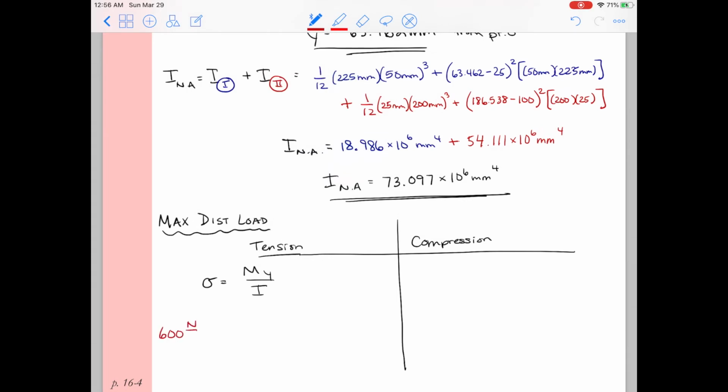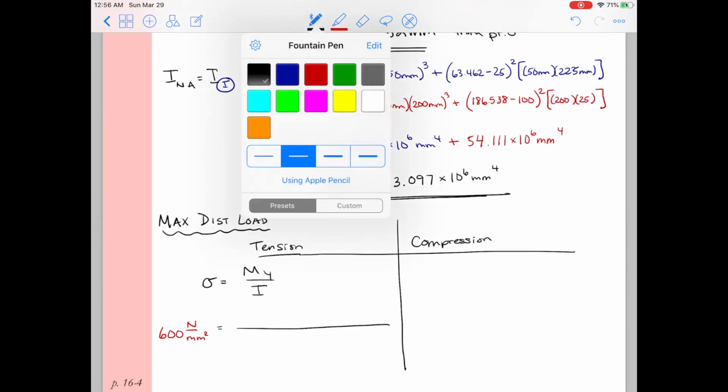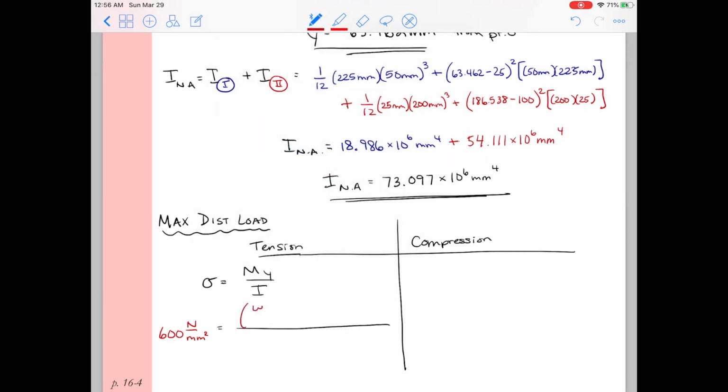Now the maximum allowable stress for tension was 600 megapascals, which is 600 newtons per millimeter squared. I'm going to set that equal to, remember from our moment diagram, we got the moment to be omega L squared over 8. L was 5 meters or 5,000 millimeters, times y, the distance from the neutral axis to the face of tension, which was y bottom. So that's 186.538 millimeters. And I'm going to divide that by I, which is 73.097 times 10 to the 6 millimeters to the fourth.